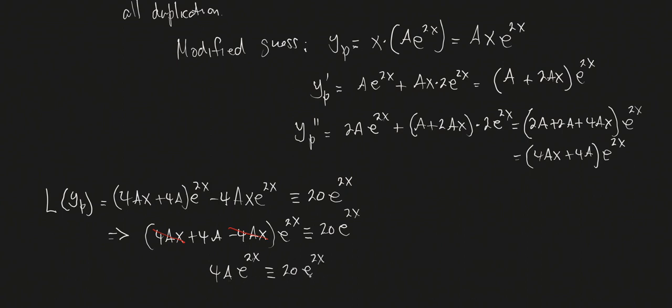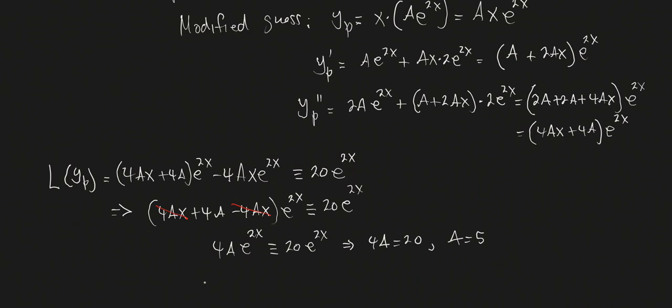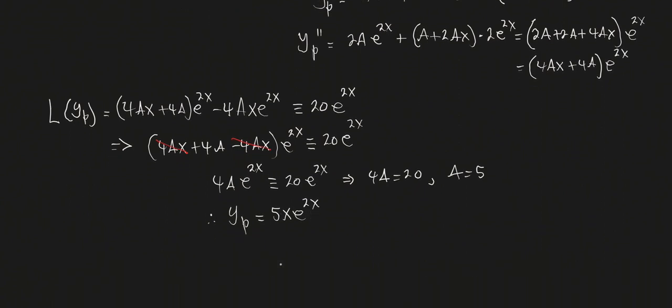So the only way this can be true is if 4a is equal to 20, therefore a is equal to 5. So we now have our particular solution. Therefore y sub p is equal to 5x e to the 2x. Once I have this, I still use the superposition principle, and here is our general solution. So the general solution is y equals y sub c plus y sub p.